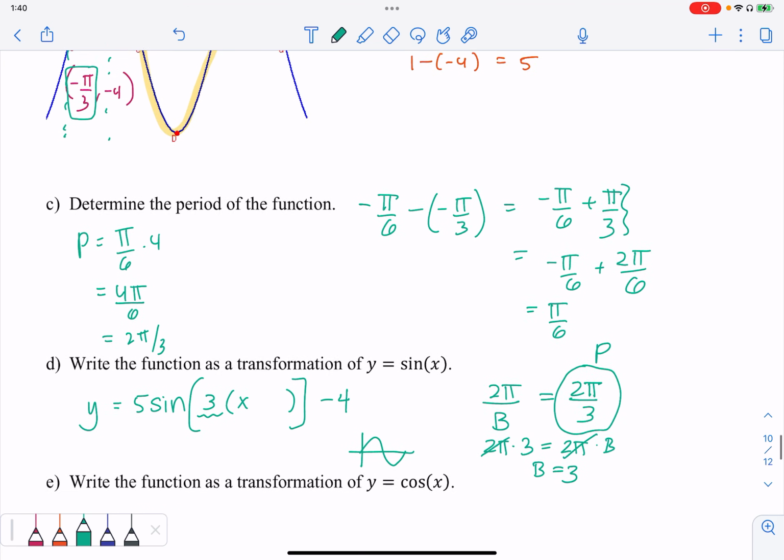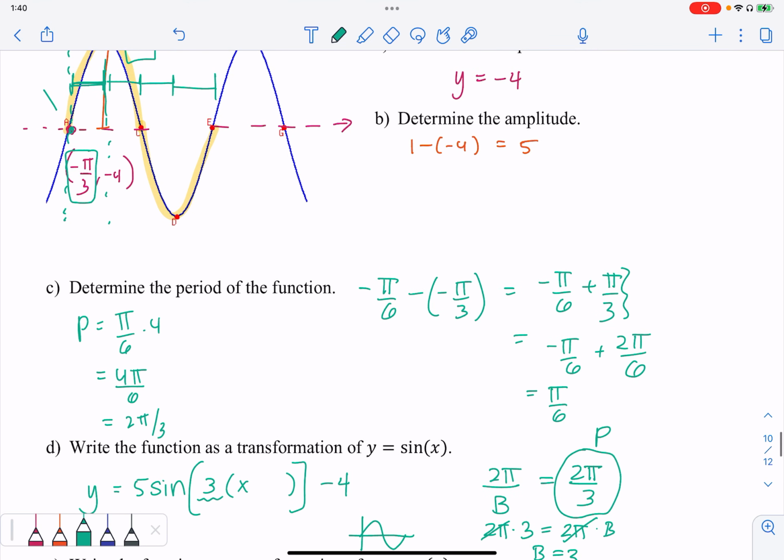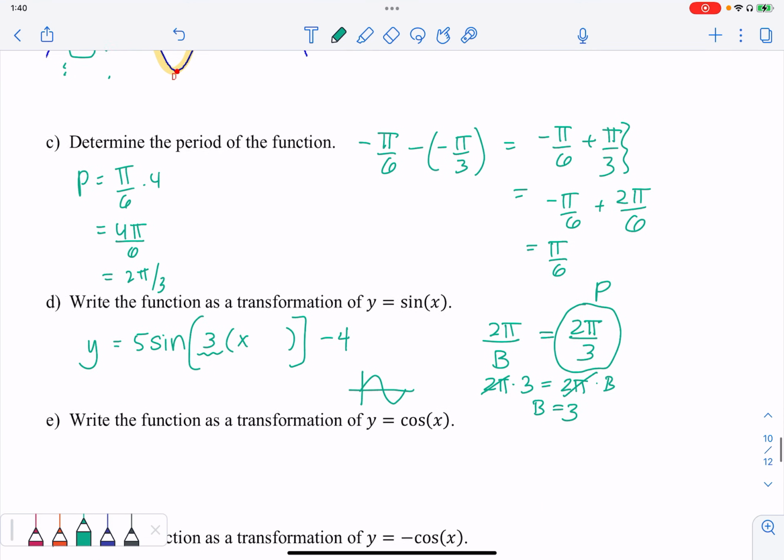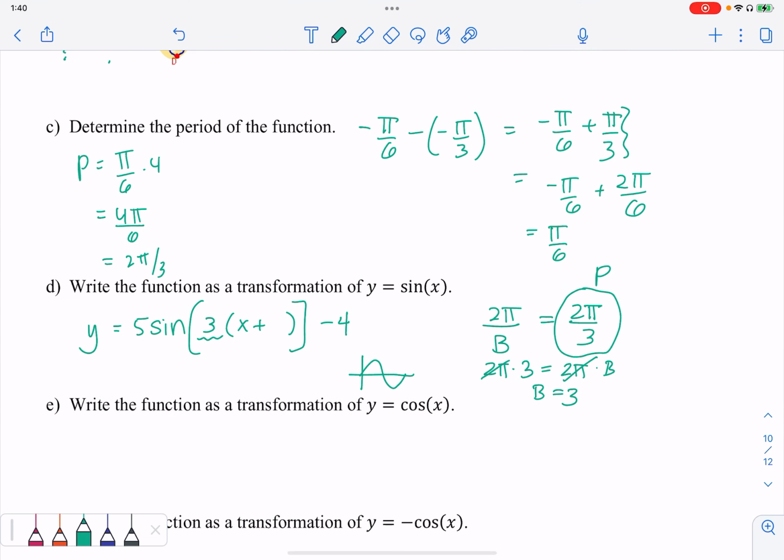But where is our hill starting? Our hill is starting backwards at negative pi over 3. So I have to shift it to the left. So plus pi over 3 in here, because again, this represents a shift left of pi over 3 units.